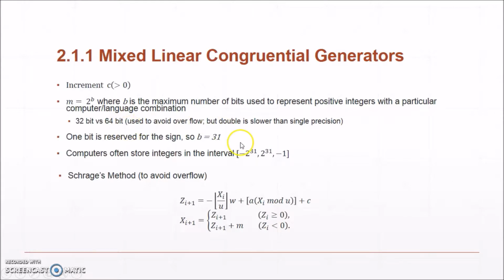And so if you look down here, we see that computers often store integers in this interval, which is negative 2 raised to the 31 to 2 to the 31 minus 1. One bit is usually reserved for the negative sign, so that's why we use 31 instead of 32. And like I mentioned above, using the 64-bit, since it's doubled up, is a little bit slower. We could use this method down here to avoid that overflow as well.